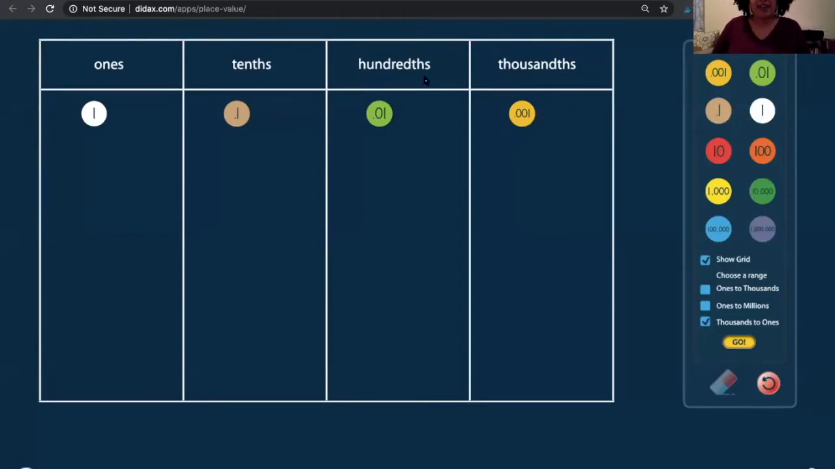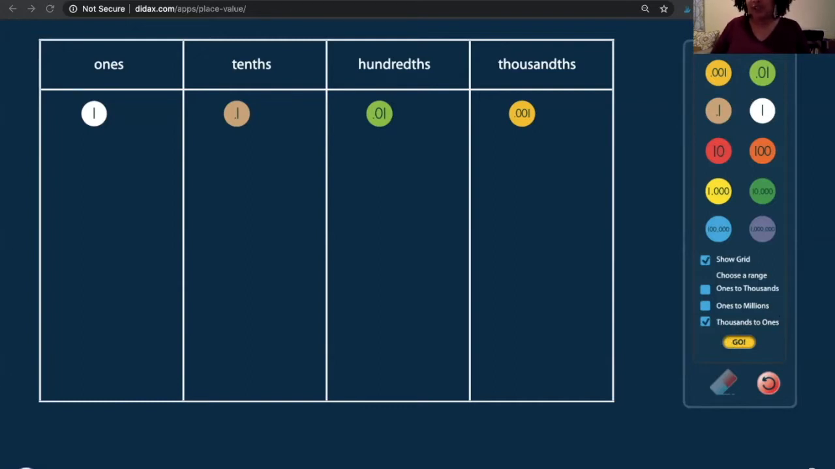All right, here is the site with the manipulatives that are virtual. I already have a disc in the tenths place, a disc in the hundredths place, and a disc in the thousandths place on my place value chart. Now, when you go to this site, you want to make sure that you click on the box at the bottom and then hit go. If you click on anything else, it's not going to work.